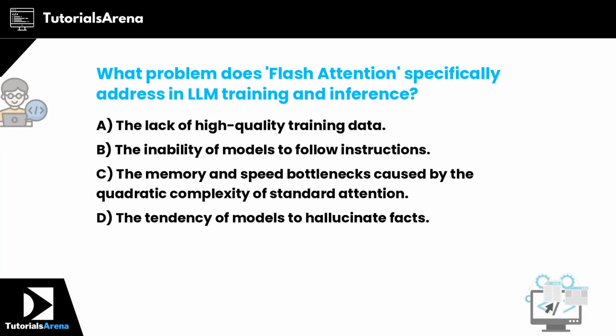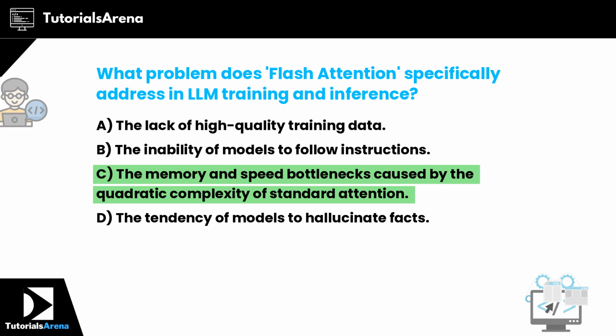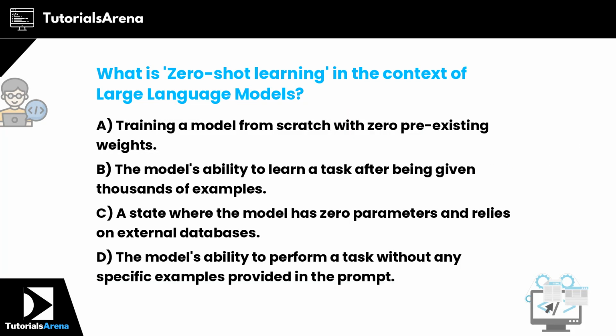What problem does flash attention specifically address in LLM training and inference? The correct answer is option C. The memory and speed bottlenecks caused by the quadratic complexity of standard attention. What is zero-shot learning in the context of large language models? The correct answer is option D. The model's ability to perform a task without any specific examples provided in the prompt.